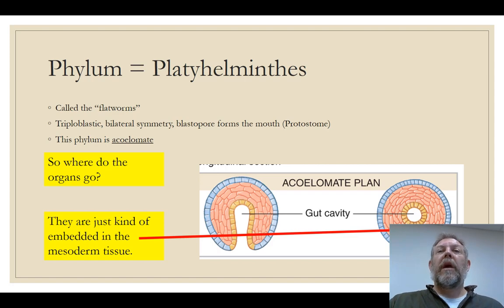So this is one of those groups that forms mesoderm, but did not form a coelomic cavity. So again, think about your coelomic cavity. That's where your organs go, and that's true for a lot of organisms. These are more complicated animals, and they have organs. Where do their organs go if they don't have a cavity to stick them in? Well, they're just kind of embedded in that mesoderm tissue, surrounded by mesoderm.